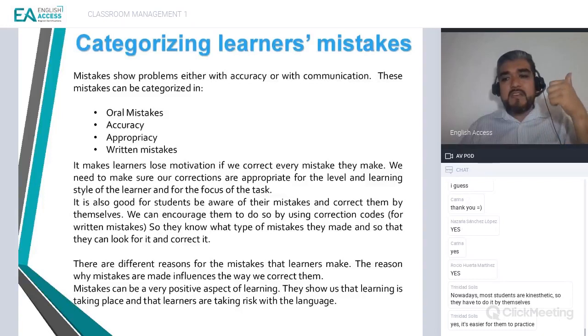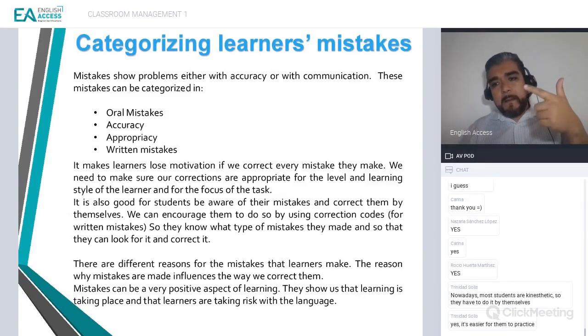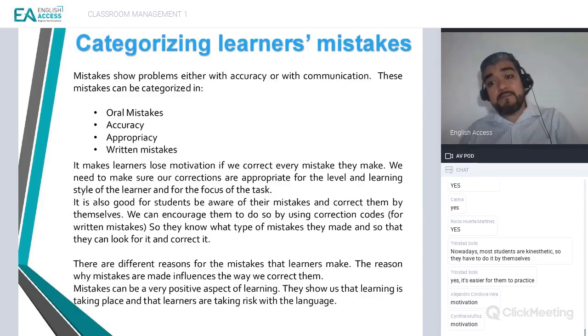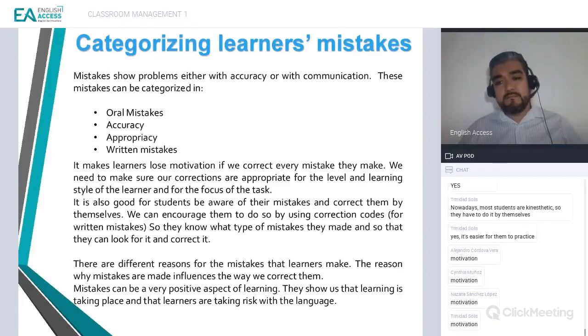Number one, accuracy. Accuracy means students speak perfectly, no mistakes. Number two, pronunciation. Pronunciation means students have a good pronunciation, they don't make mistakes. Number three, motivation. Motivation means that the students like the class. What do you think is more important for you? What is the most important?